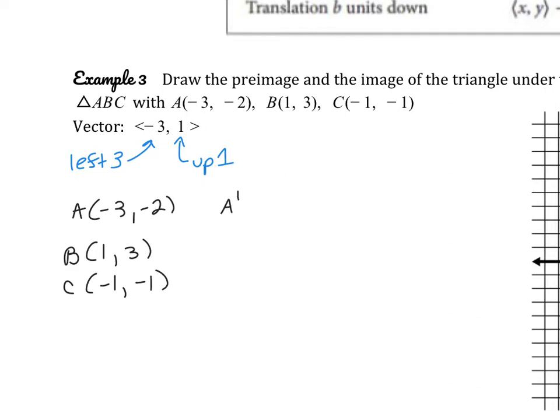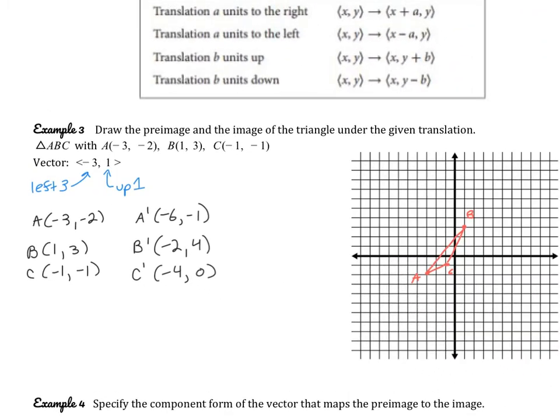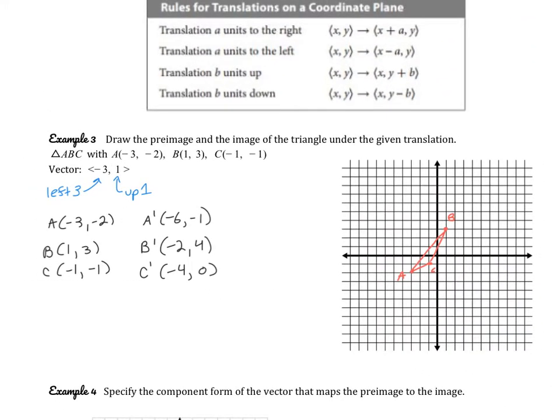And if I subtract 3, I get -6. Add 1, I get -1. So that's A prime. For B prime, subtract 3 and then add 1. And for C prime, again, subtract 3. Add 1. And then we're going to go and graph those again. And there you have it.